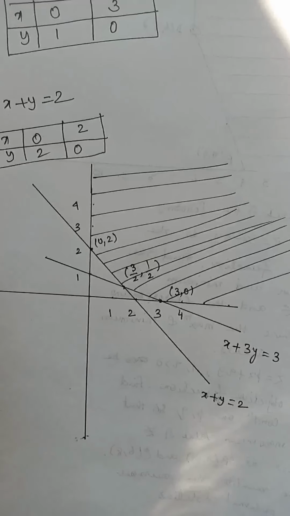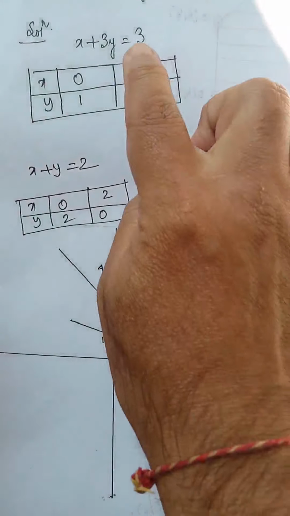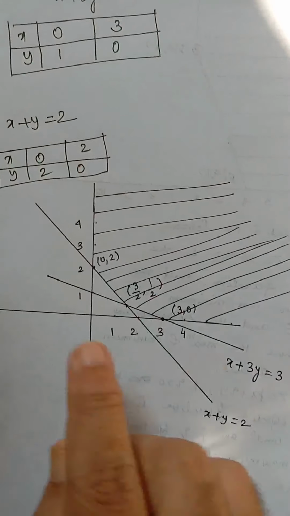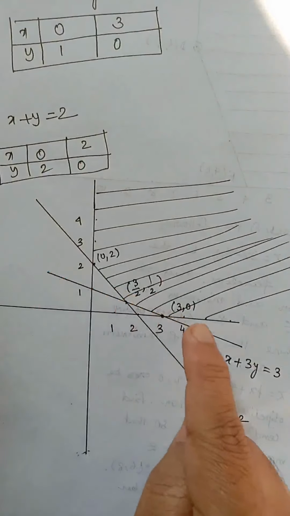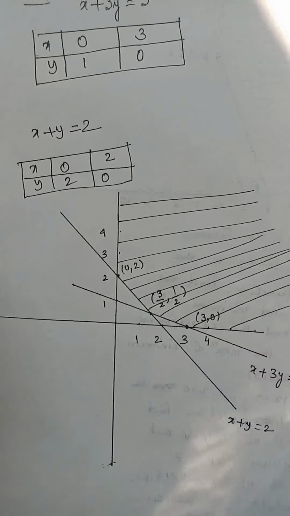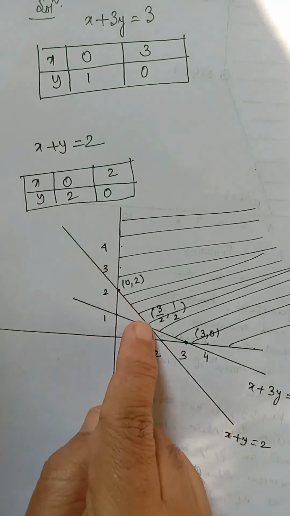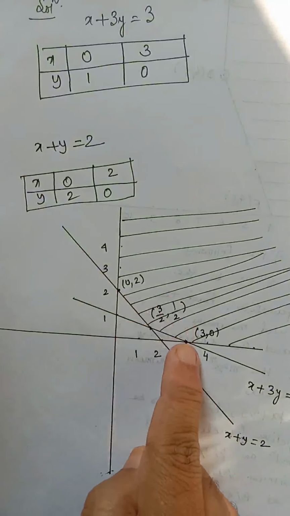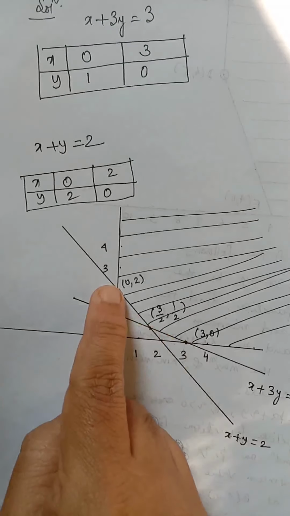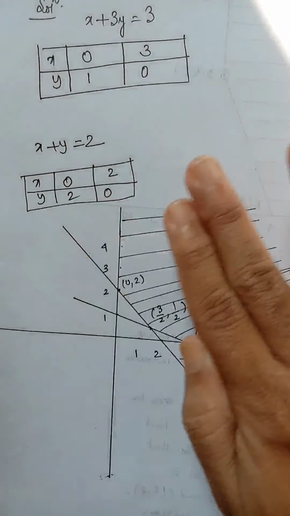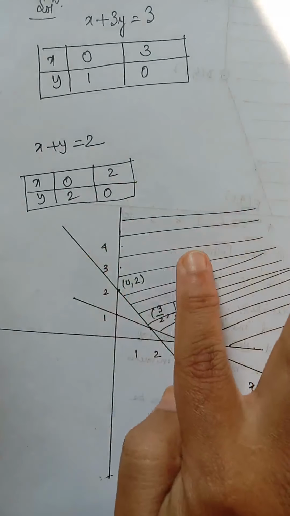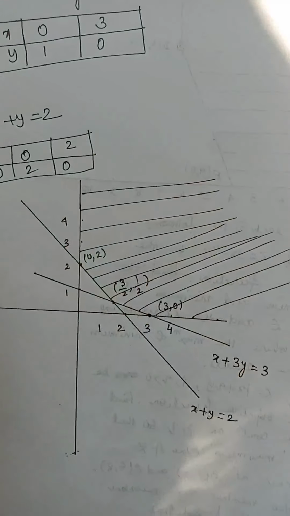Now to save time, I have drawn the graphs of these two straight lines. This is the graph of x plus 3y equal to 3, and this is the graph of x plus y equal to 2. They meet at 3 by 2, 1 by 2. Coordinate of this point is 3, 0, coordinate of this point is 0, 2, and this is the common shaded region, the common solution set or feasible region.